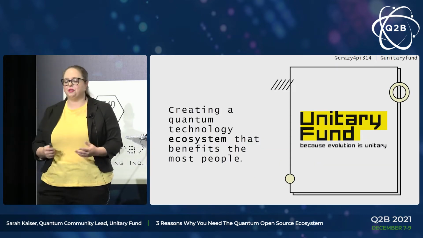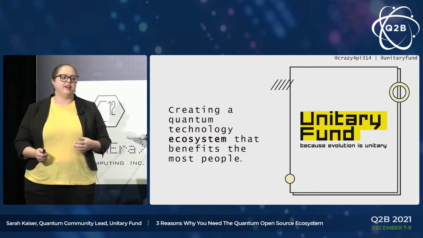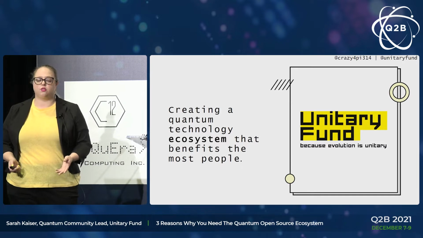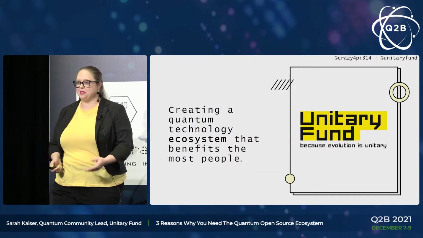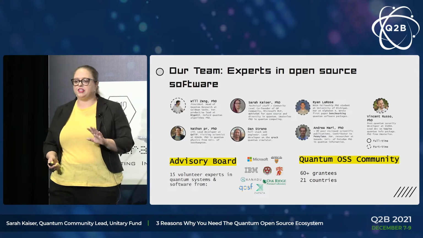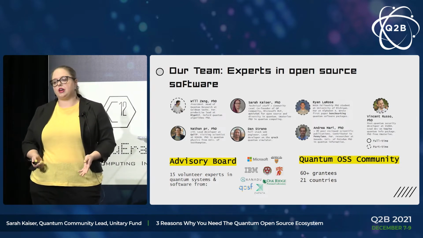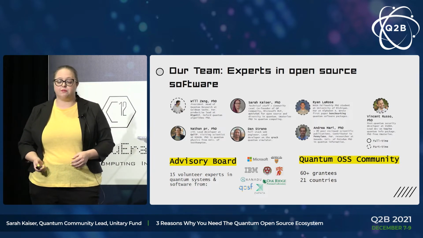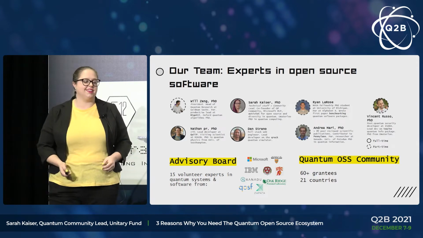So who are we? The Unitary Fund is a nonprofit organization that really works to support the open quantum ecosystem. So in particular, we want that to benefit the most people. We're a fairly small team and kind of operate similar to a startup, but we have 3 full-time staff, about 5 or 6 part-time folks, who are working on the variety of projects that we have.